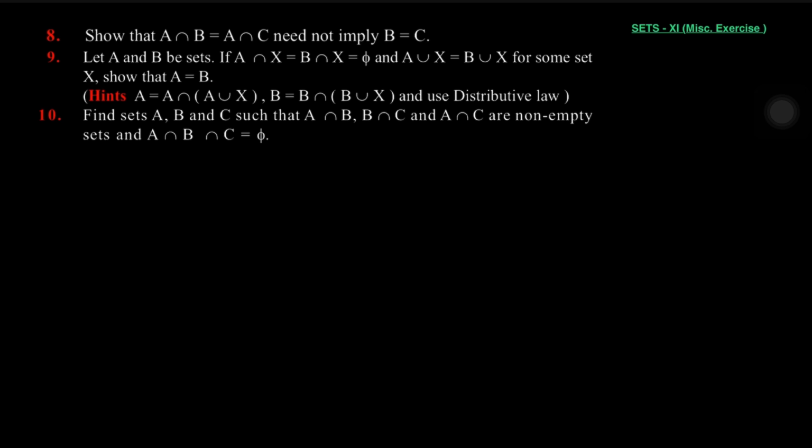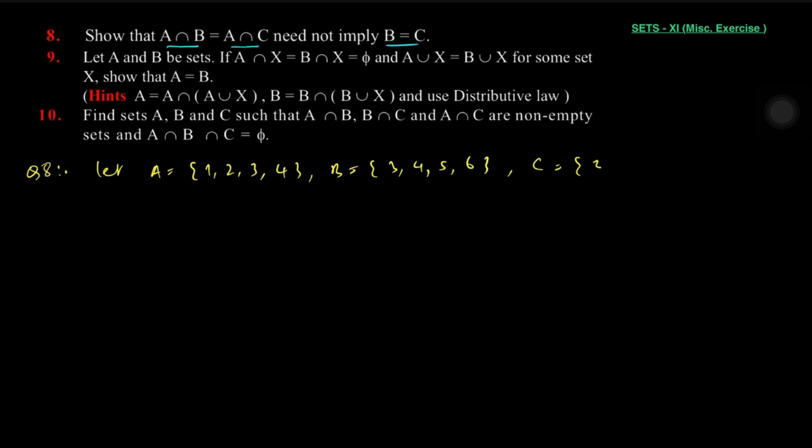Towards the next question. Question number 8 is: show that A intersection B is equal to A intersection C need not imply that B is equal to C. Let us prove this question with the help of an example. Let us suppose we are given a set A having elements 1, 2, 3 and 4. We are given set B with elements 3, 4, 5 and 6. And another set C with elements 3, 4, 7 and 8.